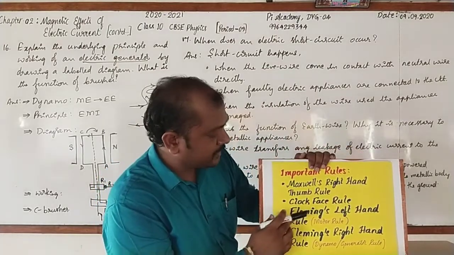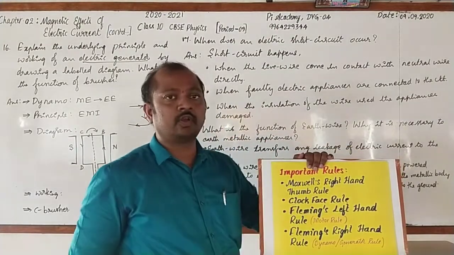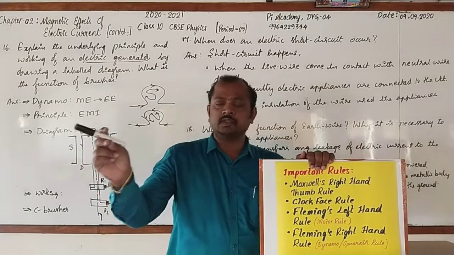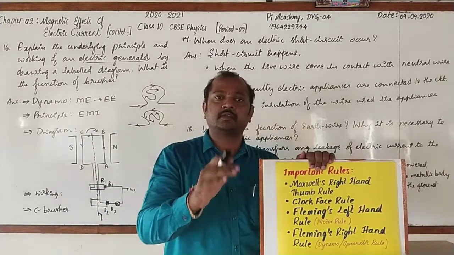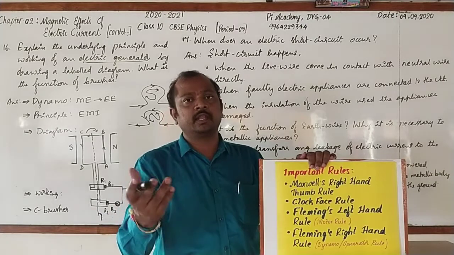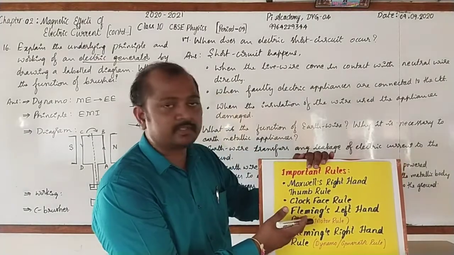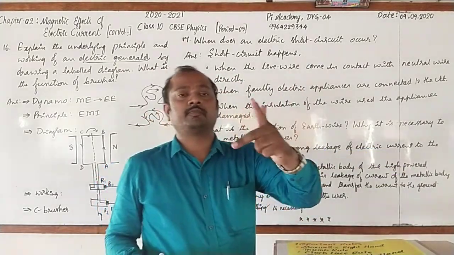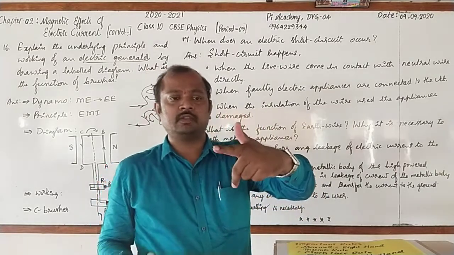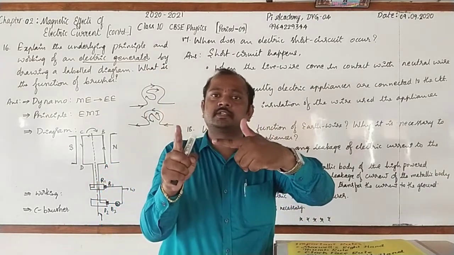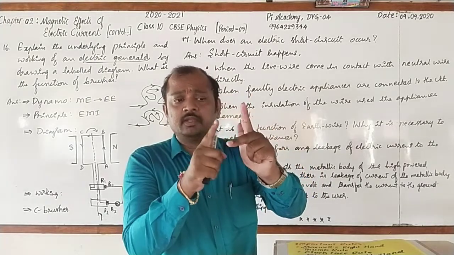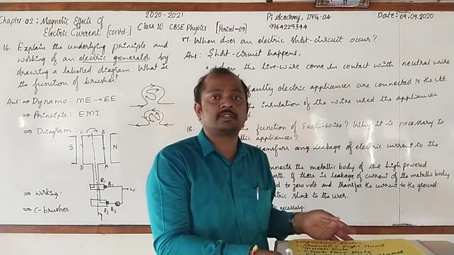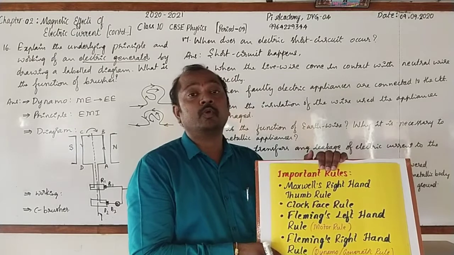Next, another one, Fleming's left hand rule. It is also called the motor rule. Earlier we came to know that whenever a conductor carrying current is kept in a magnetic field, it experiences a mechanical force. The direction of the mechanical force can be known by using Fleming's left hand rule. According to this rule, we have to stretch the first three fingers of the left hand mutually perpendicular to each other. If the forefinger indicates the direction of the magnetic field and the middle finger indicates the direction of the flow of current, then the thumb indicates the direction of the mechanical force acting. And this is also called the motor rule.